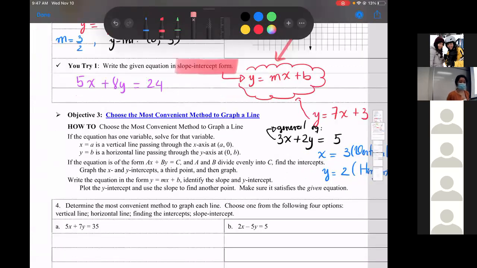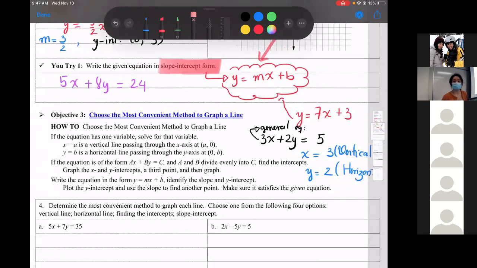Okay, so now depending on what you see, either red, black, or blue, you're gonna choose the most convenient method to graph. For example, if you see the blue type, either x equals a or y equals b, a vertical line or horizontal line, all you have to do is what? If it's vertical, choose a point on the x-axis and draw a vertical line. If it's horizontal, choose a point on the y-axis and draw a horizontal line, right?